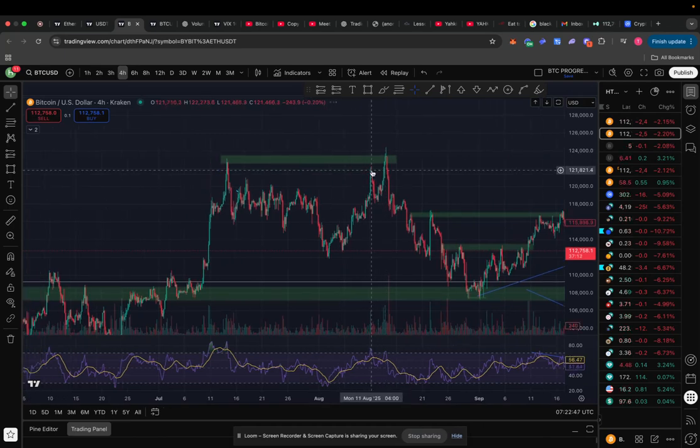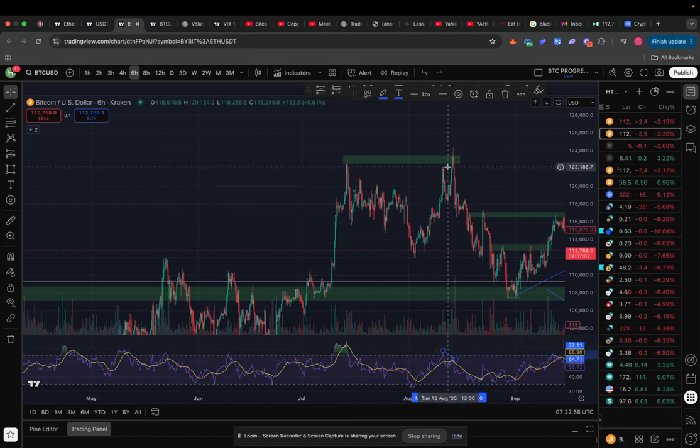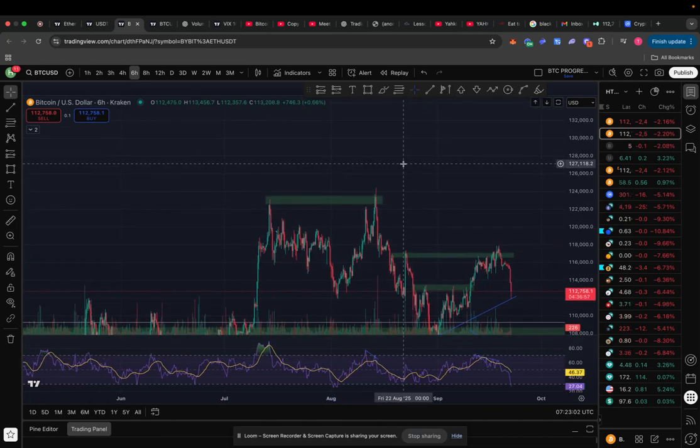So here, we made a high, right? Then what? We made a higher high. And look at the RSI, another bearish divergence on the RSI. Lower high, higher high, lower high on the RSI. And BTC often likes to make another high.